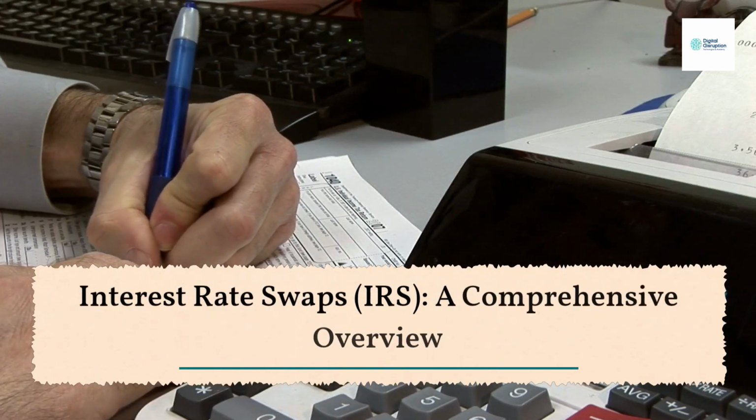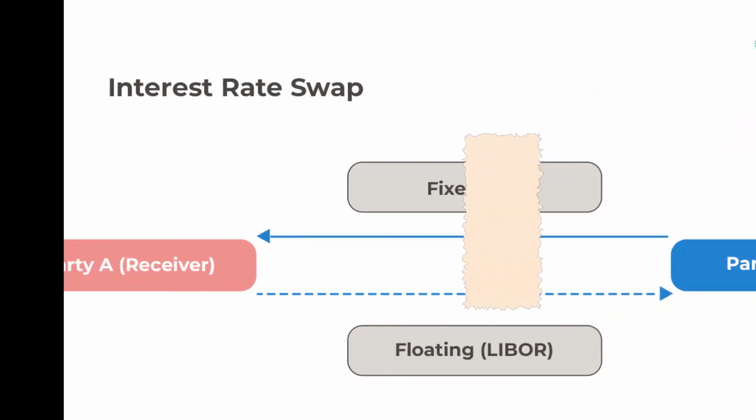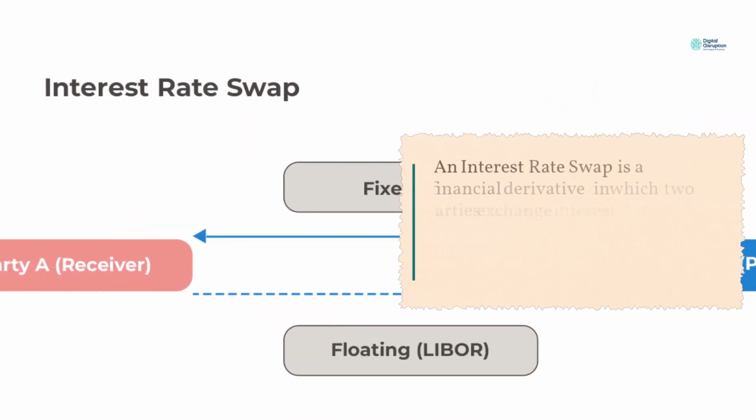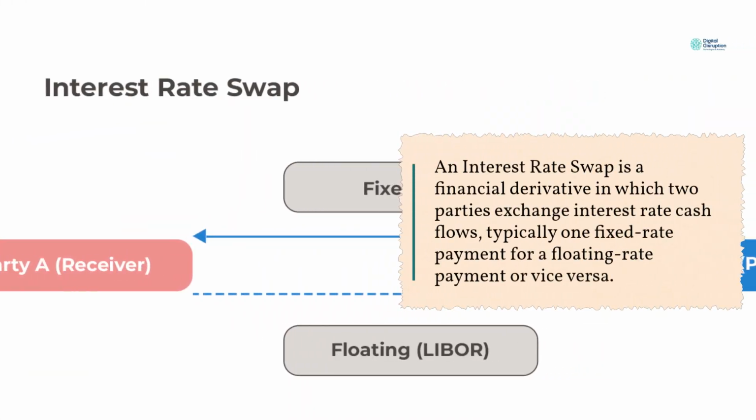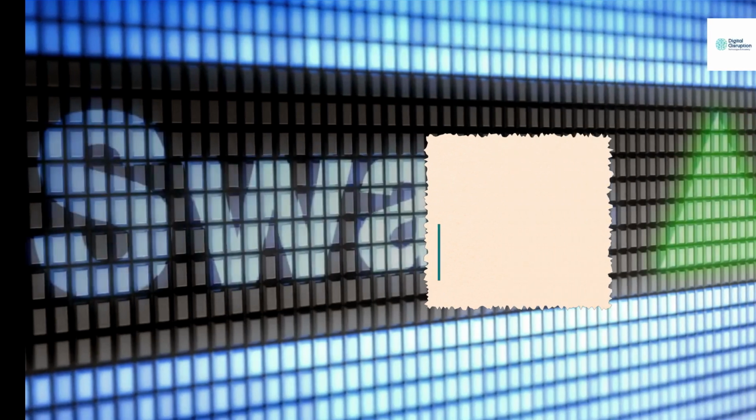Interest rate swaps, IRS, a comprehensive overview. 1. Definition. An interest rate swap is a financial derivative in which two parties exchange interest rate cash flows, typically one fixed rate payment for a floating rate payment or vice versa.